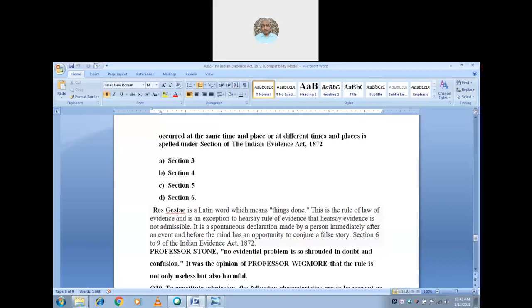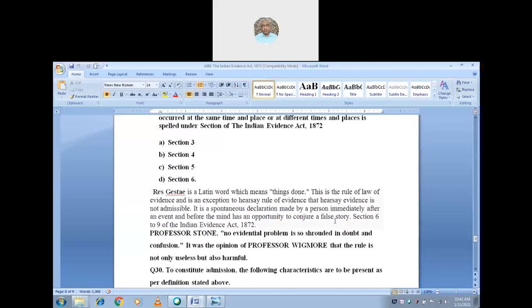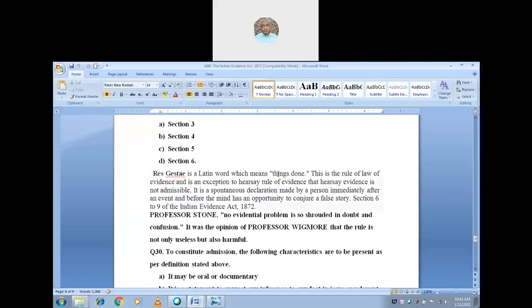It is a spontaneous declaration made by a person immediately after an event and before the mind has an opportunity to conjure a false story. So res gestae is clearly mentioned because the fact and the issue are very much relevant. Sections 6 to 9 of the Indian Evidence Act deal with res gestae. But res gestae has been criticized. Professor Stone criticized it, saying no evidential problem is to be shrouded in doubt and confusion. In the opinion of Professor Wigmore, the rule is not only useless but also harmful.